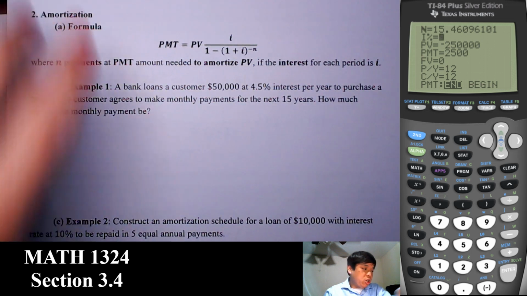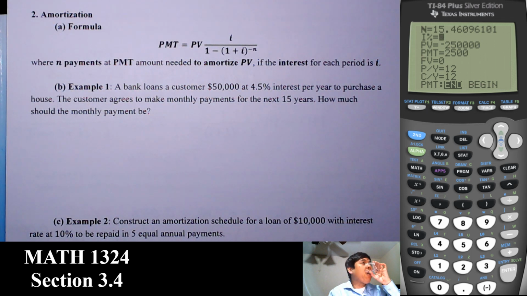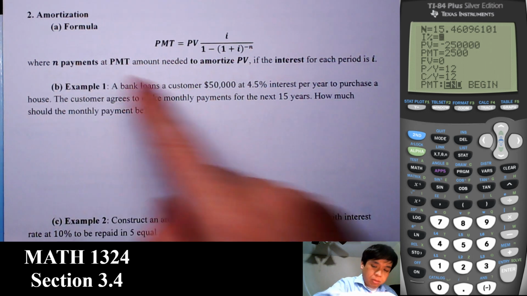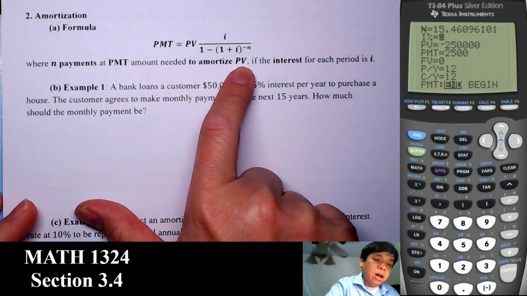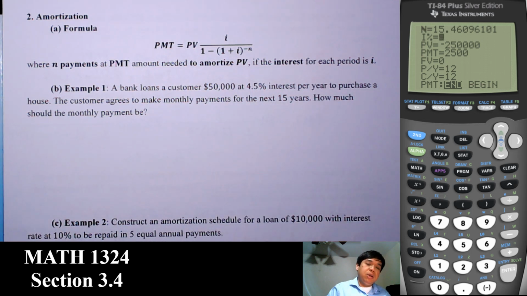Next, amortization. Well, exactly what we have. So the formula where n is the payment amount needed to amortize the present value if the interest for each period is i. So amortize means to kill something off. For example, if we buy a house, how much do we need to pay each month for the next 30 years to pay off that house? So that is the type of problem that we're dealing with.